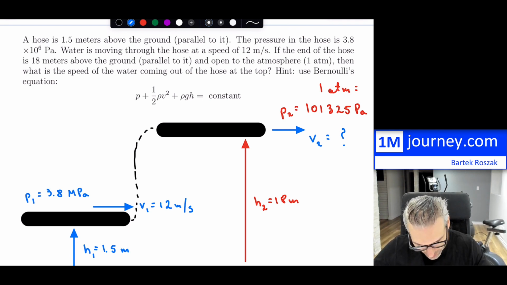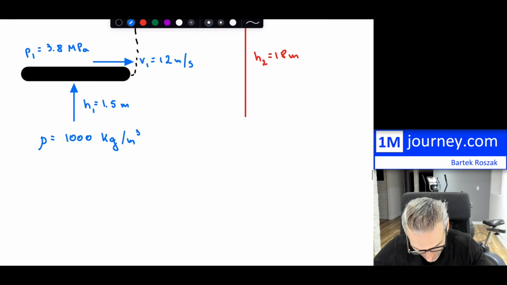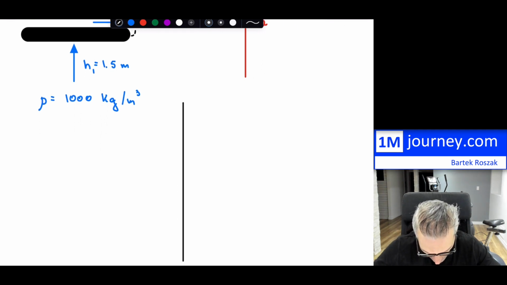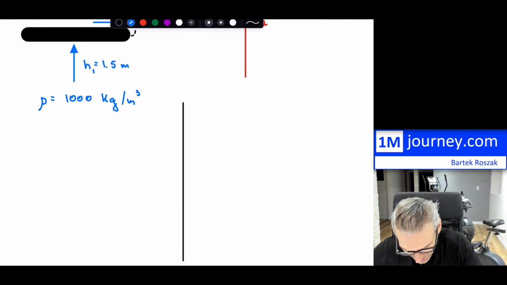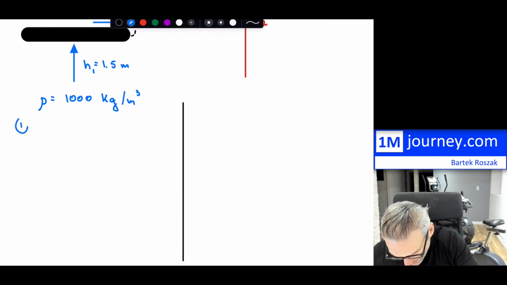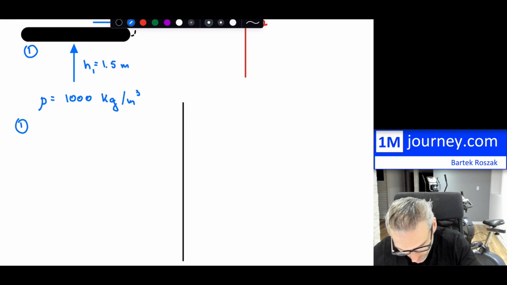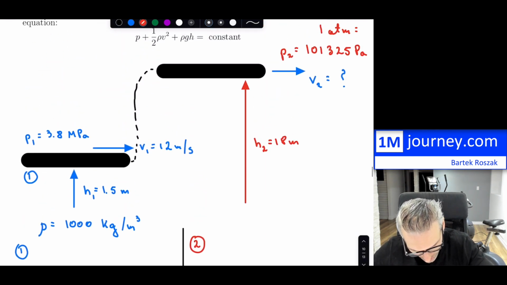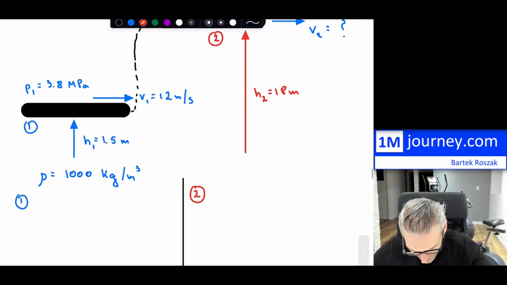From Bernoulli's equation, if you set this up, I'm going to divide this in half. On the left-hand side, call this 1, and that's going to be this hose. And on the right-hand side, let's call this 2, and that's going to be all the way at the top.